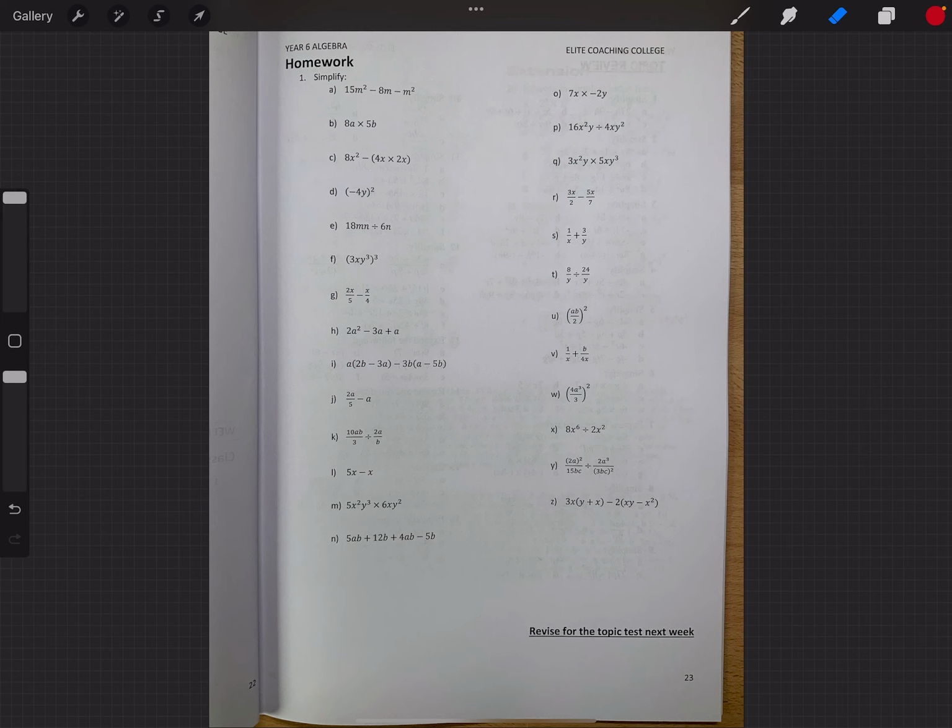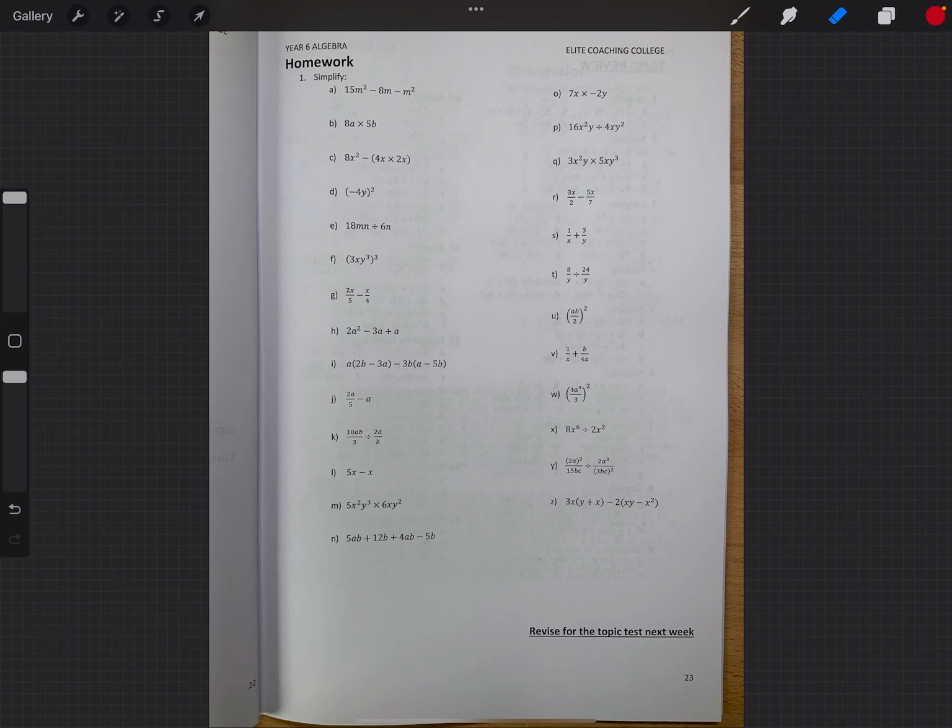Now question B, it says 8a times 5b. When you multiply, we don't need to have like terms, only when you add or minus. When you multiply, just multiply them right across. So 8 times 5 would be 40, and then a times b is just ab.